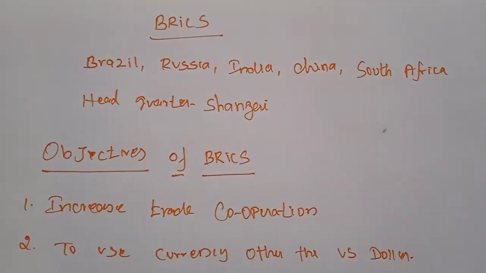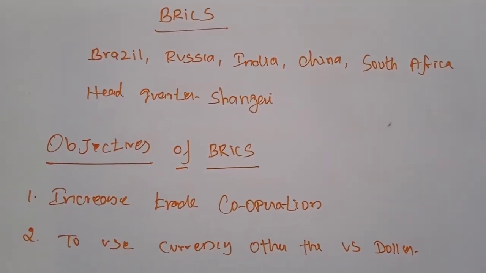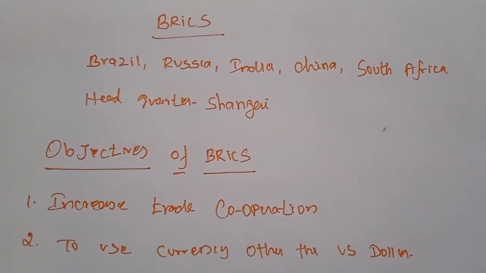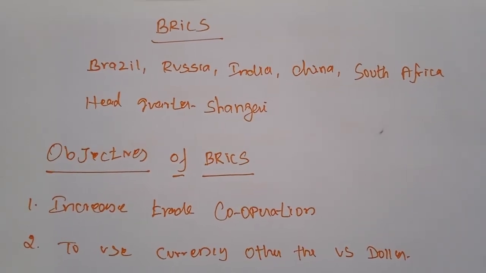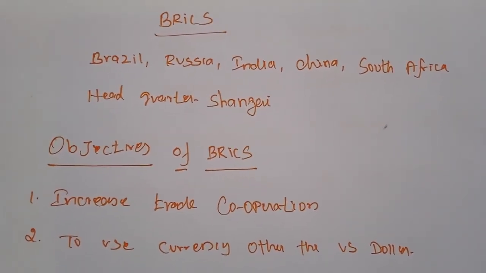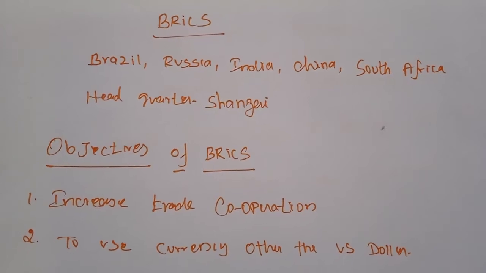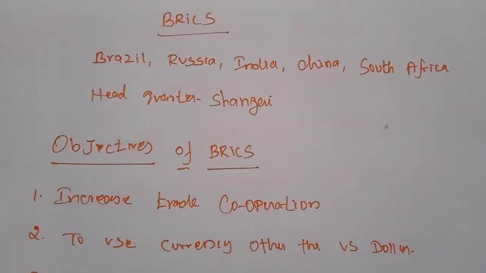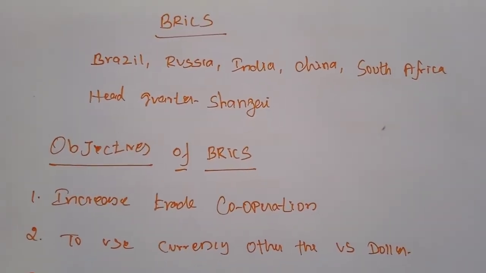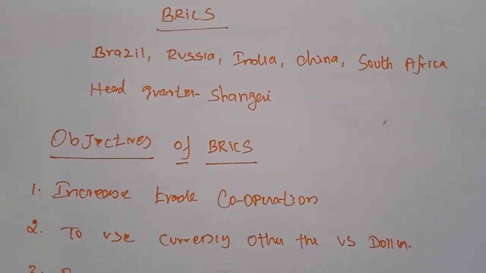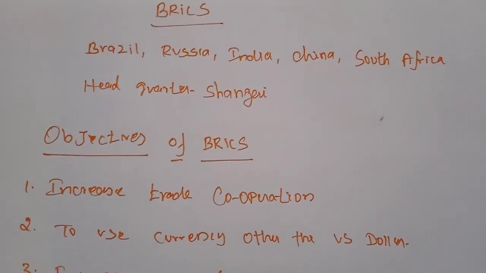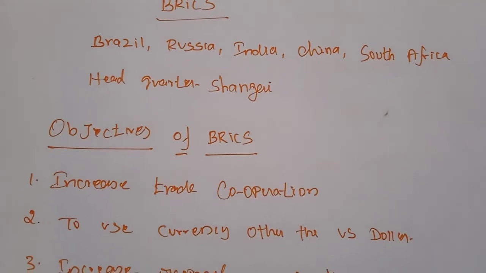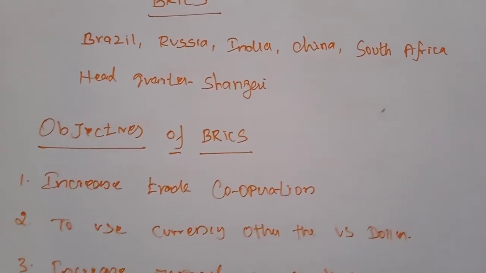The New Development Bank, formerly referred to as the BRICS Development Bank, was established by the BRICS states. The first BRICS summit was held at Moscow and South Africa hosted the 10th conference at Johannesburg in July 2018.